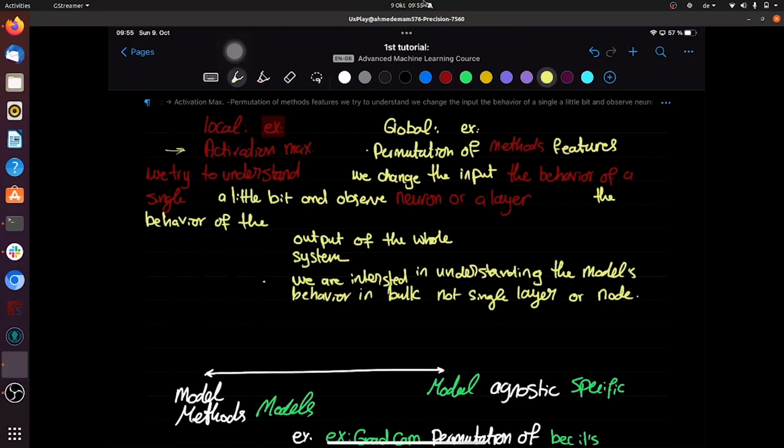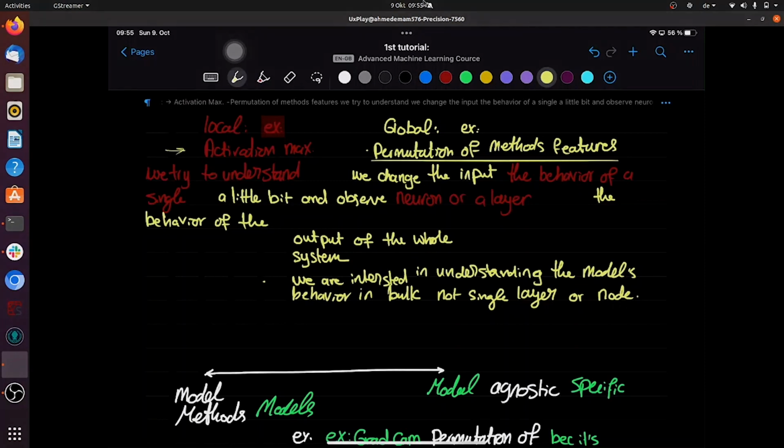Global explanations: we are trying to understand the general behavior of the neural network, not just a single layer or a single neuron. On the other hand, we are trying to understand the general behavior of all of the neurons and all of the filters and all of the layers at the same time. An example for this is the permutation of feature method.